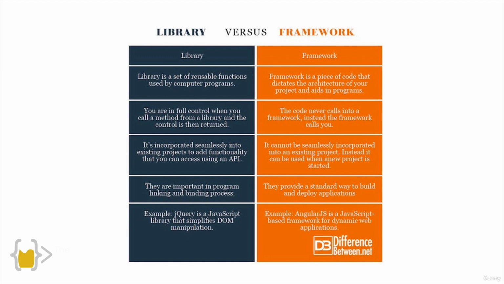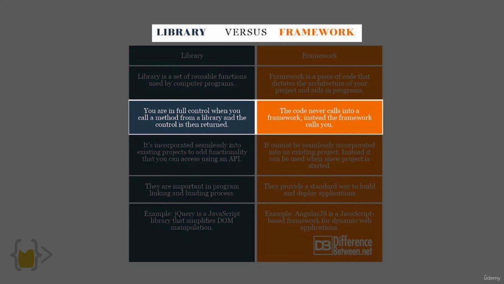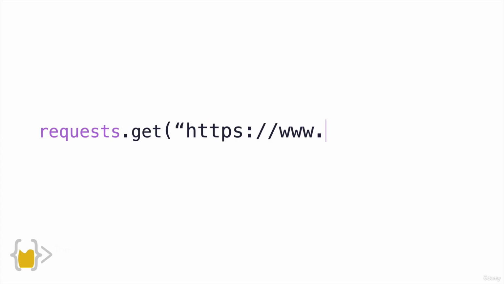So here I've got a graphic from the difference between .NET, and one of the biggest differences is the fact that a library is something which you call upon to do something specific, whereas with a framework you have to abide by their rules, you have to use their architecture, and when it comes to triggering some sort of functionality, it's the framework that calls upon your code. So what does that mean? Well, remember when we used the requests library and we would say something like requests.get, and then we would tell it which web page to go and fetch. Well, this is us tapping into that library and then giving it a command to do something.